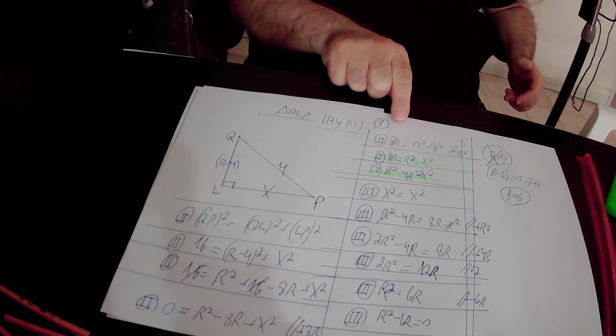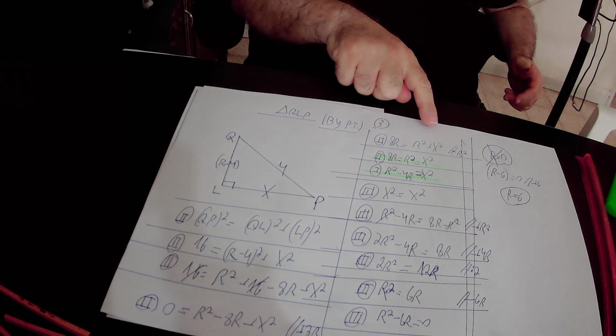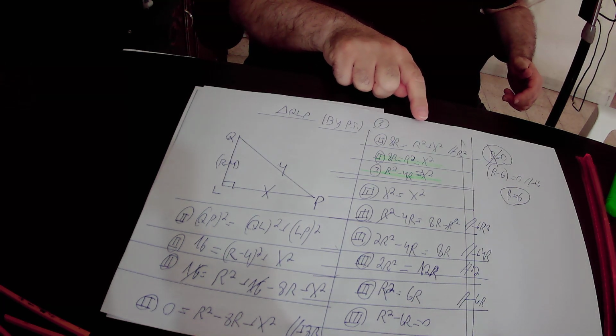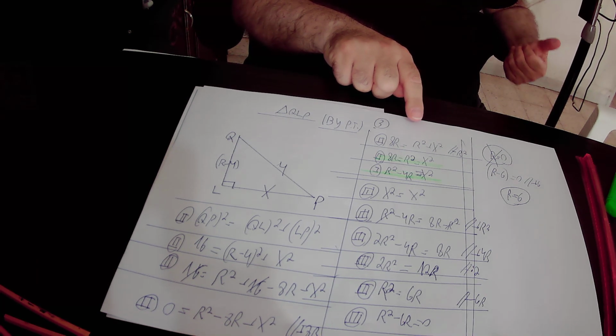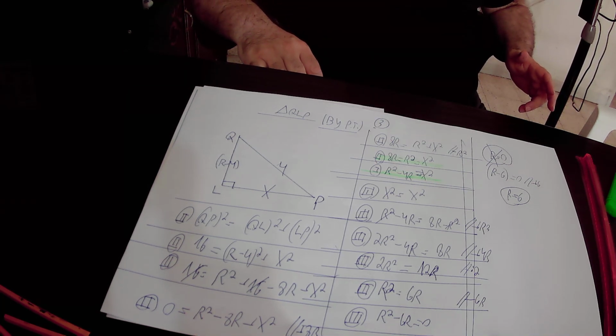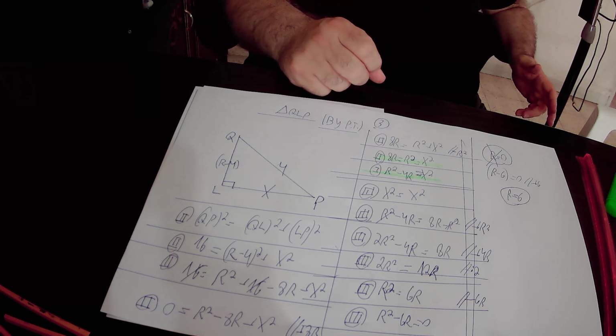So according to equation number 2, 8r equals r squared plus x squared. Here we subtracted r squared from this equation number 2, and found out that x squared equals 8r minus r squared. Well, according to equation number 1, we already found out that x squared equals r squared minus 4r. So we have two different expressions for x squared.